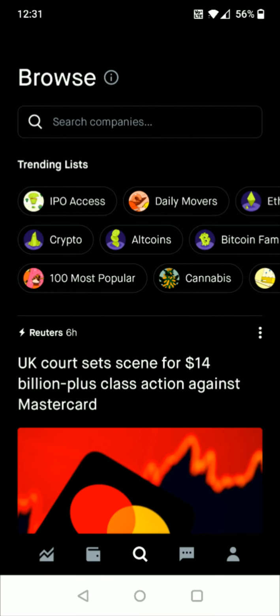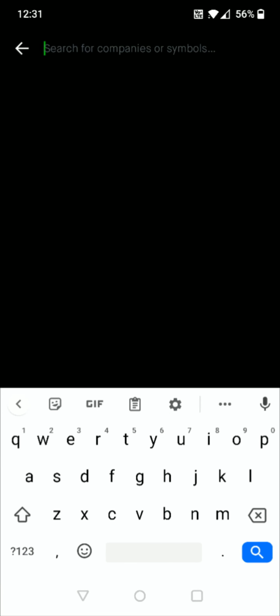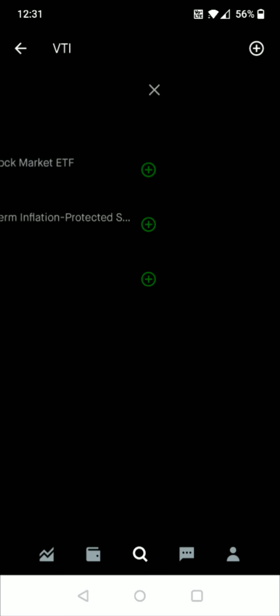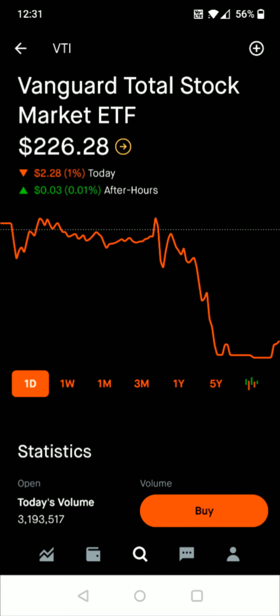So I'm going to go to the search bar here, and one of the most popular ETFs is VTI. This is the Vanguard Total Stock Market ETF. The reason the Vanguard ETFs are very popular is because they have very low fees compared to their competition. And a total stock market ETF is going to have exposure to the United States and a well-diversified mixture of different companies from different segments of the economy.